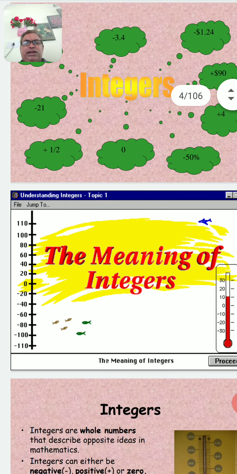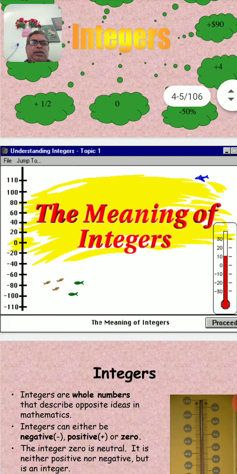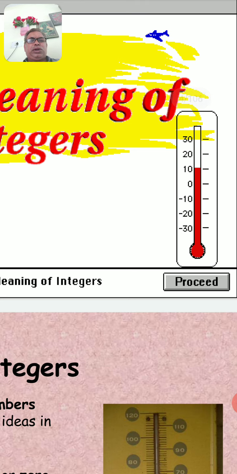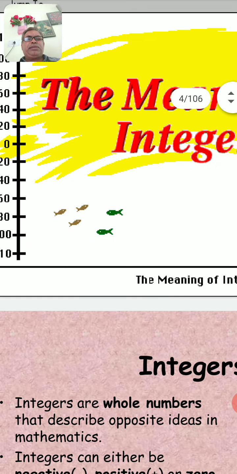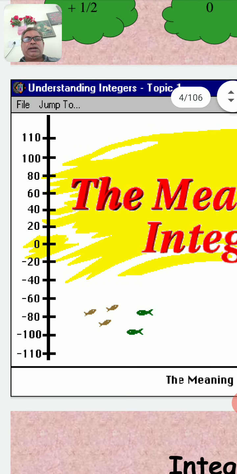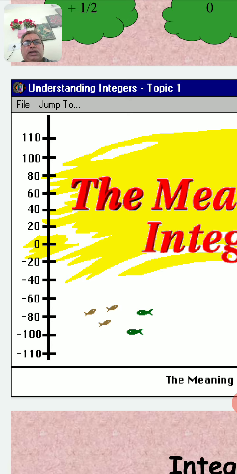The meaning of integers: you see, on this thermometer, integers are shown 0, 10, 20, 30, and below 0, minus 10, minus 20, minus 30. So positive integers are above, and below 0 there are negative integers. This is the meaning of integers. You can see here above 0, 20, 40, 60, and below 0, minus 20, minus 40, like this it is shown. The fish are shown here because 0 is the sea level. This is for your understanding.